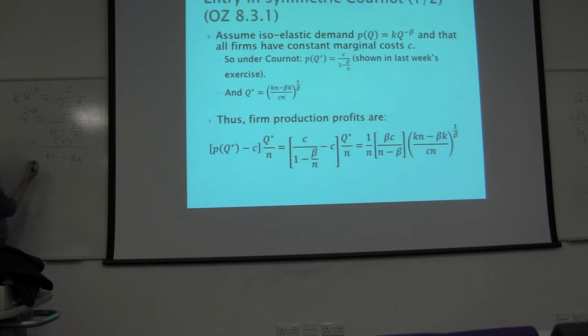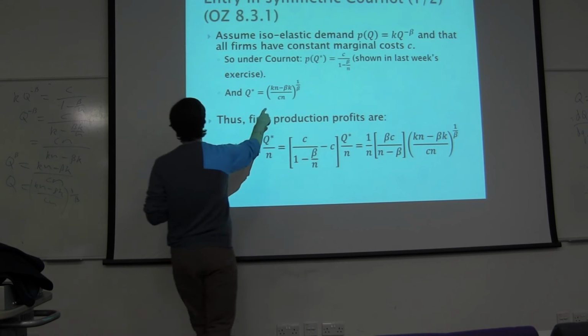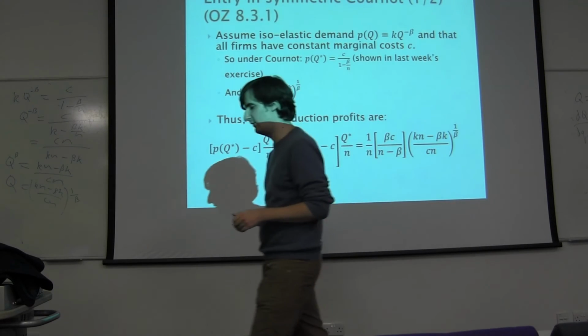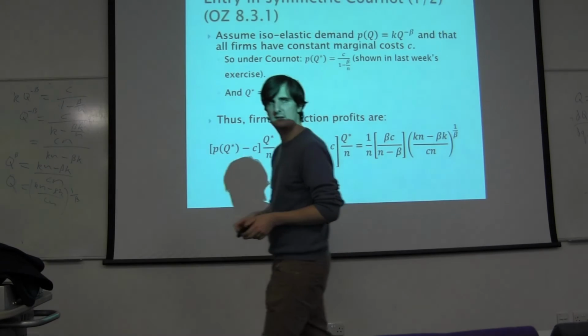So let's raise both sides to the power of minus 1. Okay, so then this becomes Q to the power of beta equals... Raising this to the minus 1 is just the same as flipping the fraction. So KN minus beta K divided by CN. So Q equals all of this, KN minus beta K divided by CN, all to the power of 1 over beta. So what I have on the board, KN minus beta K divided by CN. Okay, so that's the quantity that gets produced under Cournot competition.